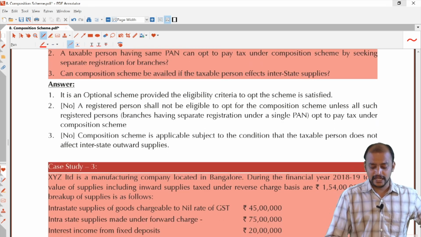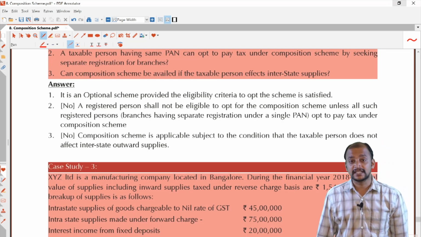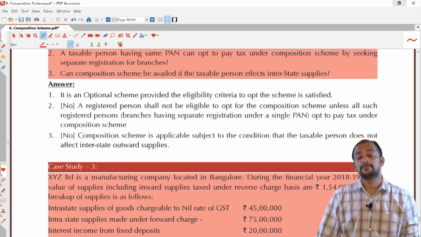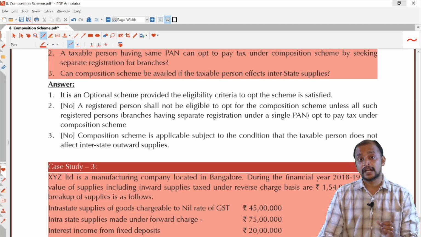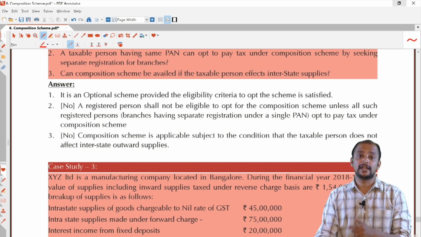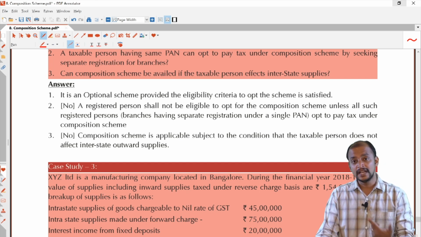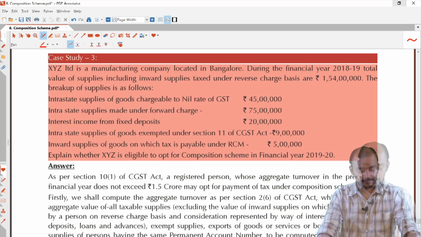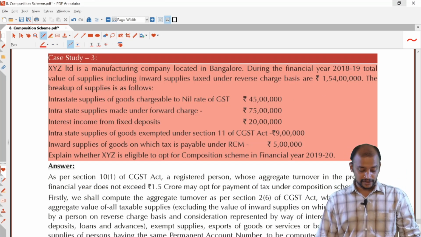Can the composition scheme be availed if a taxable person effects interstate supplies? No. For 10 subsection 1, they should not make interstate supply of goods. For 10 subsection 2a, they should not make interstate supply of goods or services. Then case study 3. Yes friends, look into case study number 3.